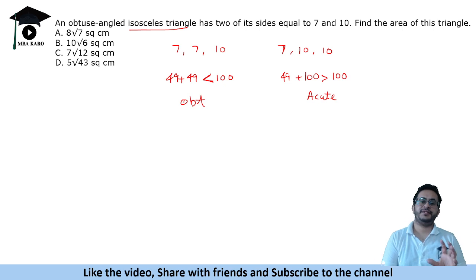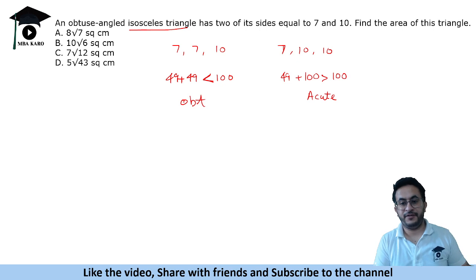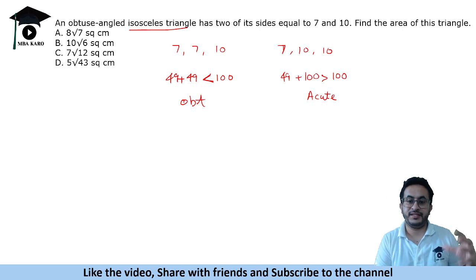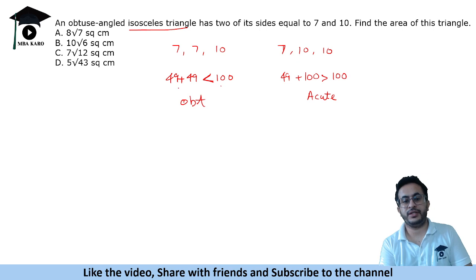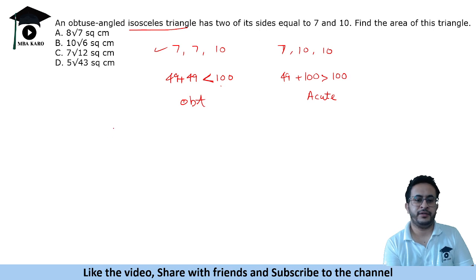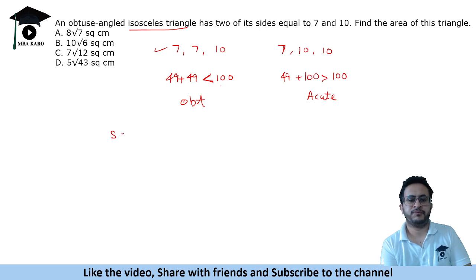Understand it this way: at a right angle the sum is equal. If the sum is less than the square of the third side, that means the third side is very long, so the angle must be more than 90. So if you see this square is more than the sum of these two, it is an obtuse triangle. So we have to find this area. How to find the area? We will use Heron's formula.